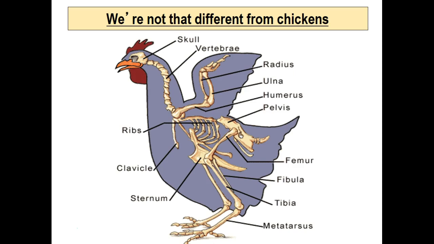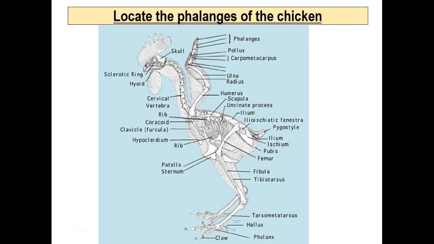And when you look at the wing, you're going to see the radius, the ulna, and the humerus, all bones that the human arm has. In fact, there are many, many bones that we have in common with the chicken. A lot of them are listed here, such as the phalanges and the pollex, which is the thumb. Okay, and the chicken has something called carpometacarpus, where we have carpals and metacarpals. Okay, but lots of similarities.